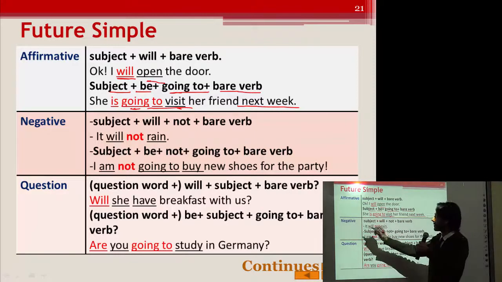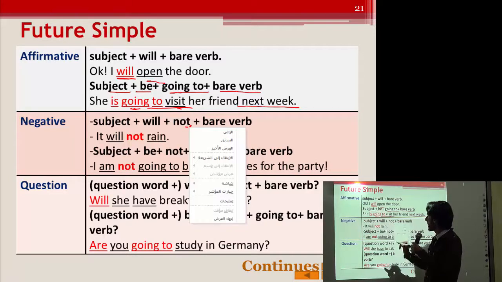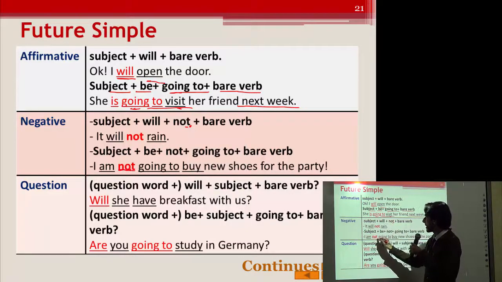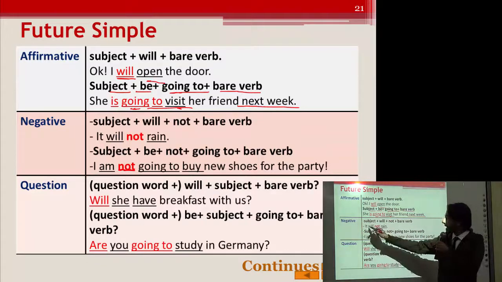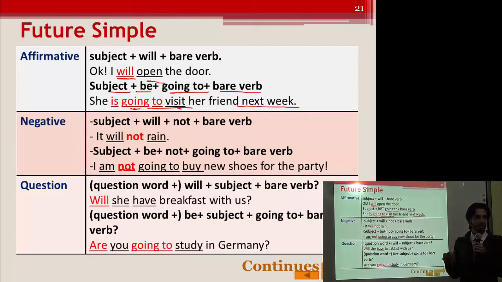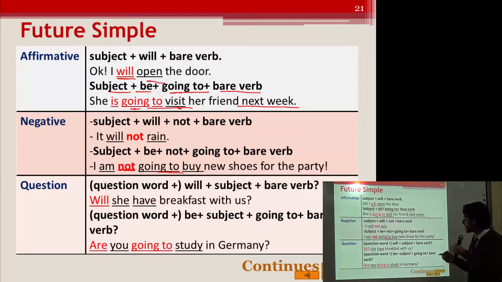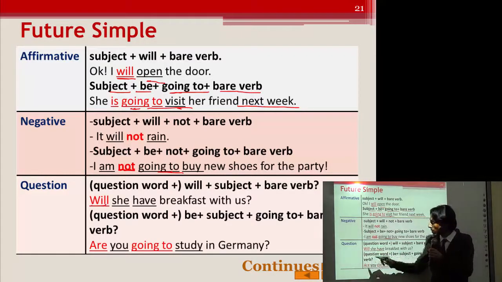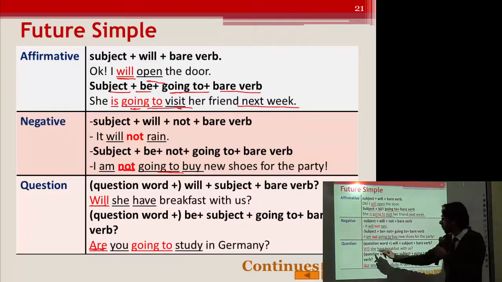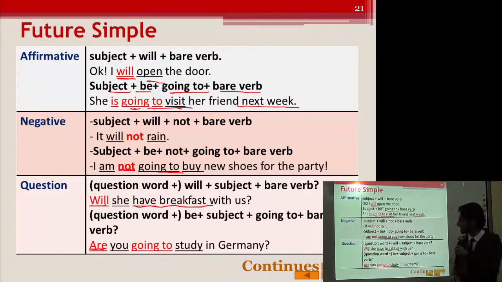In negative, we use not after will and not after the verb to be. For example, it will not rain. I'm not going to buy new shoes for the party. In questions, you need to start with will or the verb to be in the case of yes-no questions. Will she have breakfast with us? Yes, she will. No, she won't. Are you going to study in Germany? Yes, I am. No, I'm not.